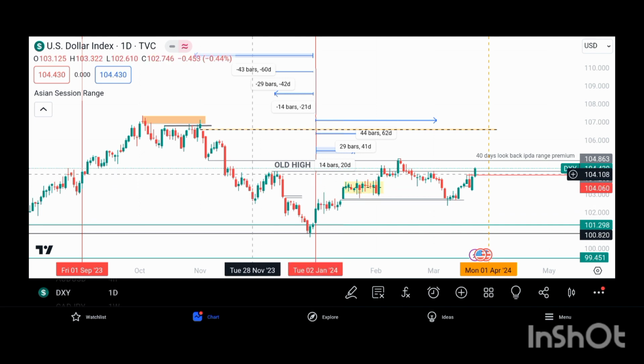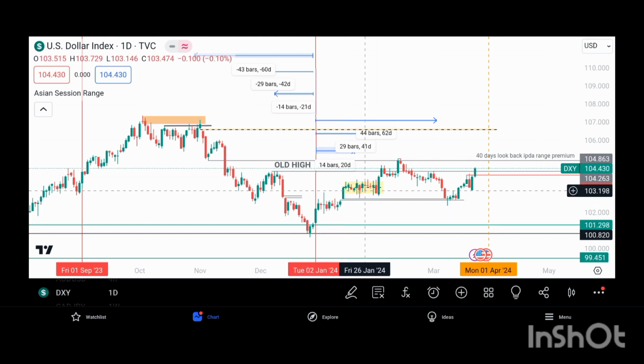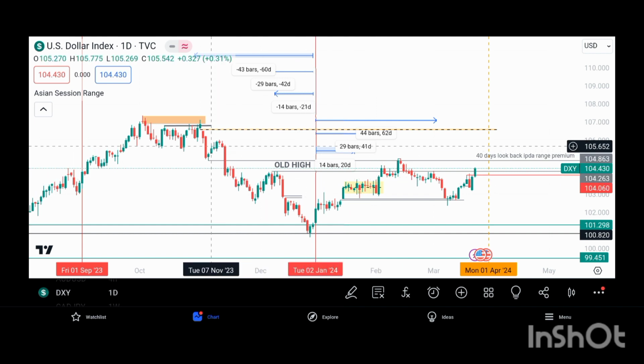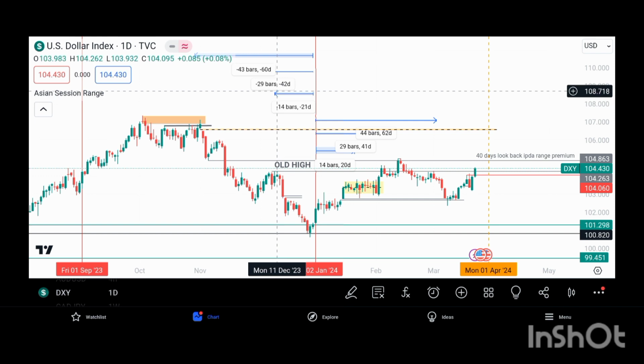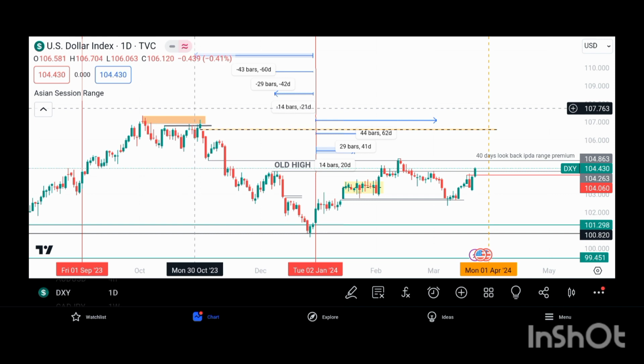But to me, in my mind, I just have to follow what the trend is doing. So when we started dropping down from this level, I was able to spot the 20 days look back, which was this high, and the 40 days look back, which was this level high, and the 60 days look back, which was around this level high.